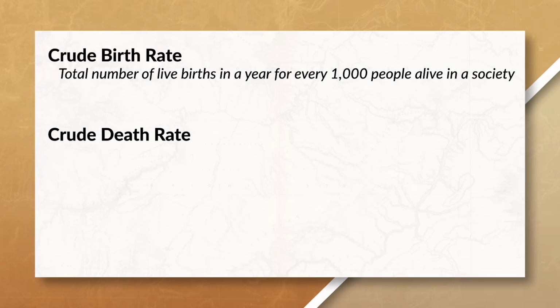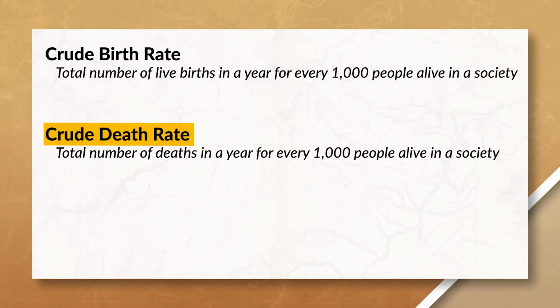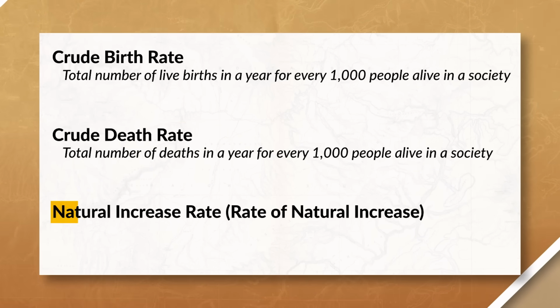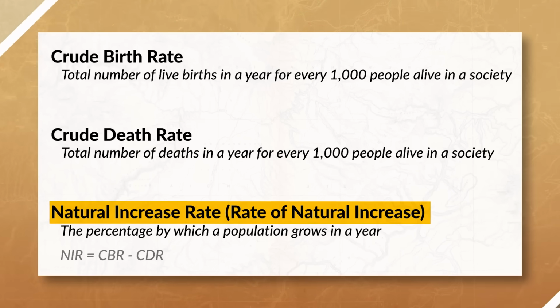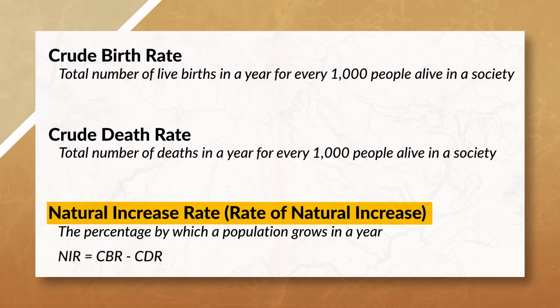The second term is the crude death rate, which represents the number of deaths per 1,000 people in a population within a given year. Now, we can use the CBR and the CDR to determine our next term, which is the natural increase rate, also known as the rate of natural increase. To calculate the NIR, we subtract the CDR from the CBR, which will show us a rate of the population growth or decline in a society.